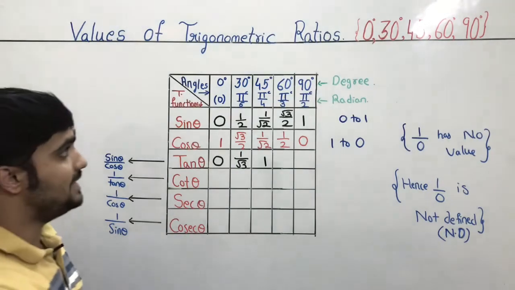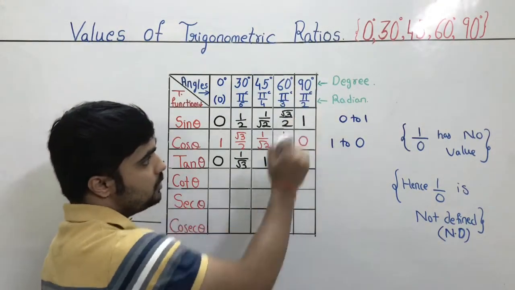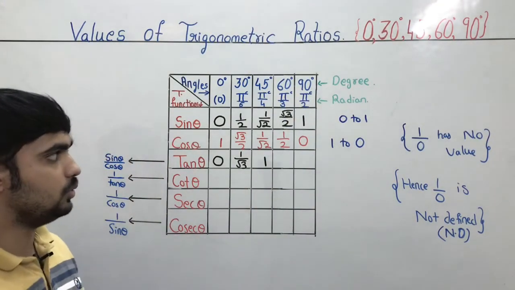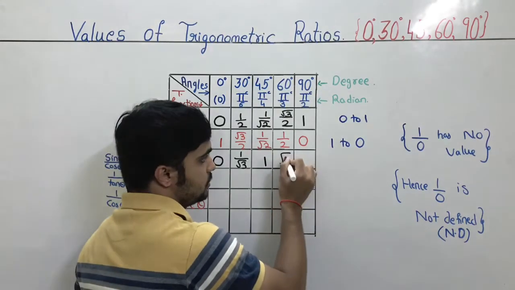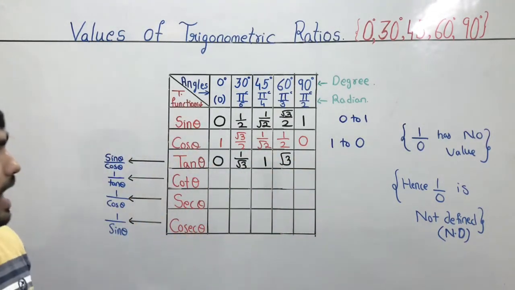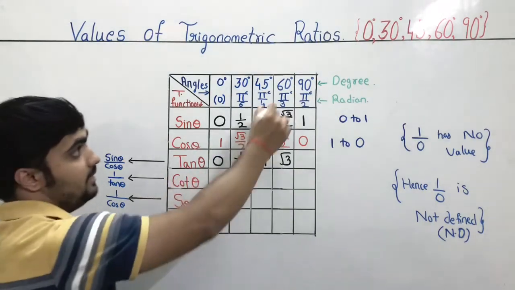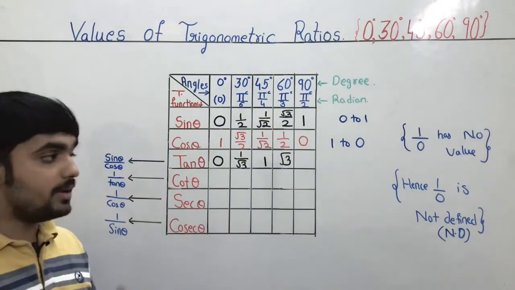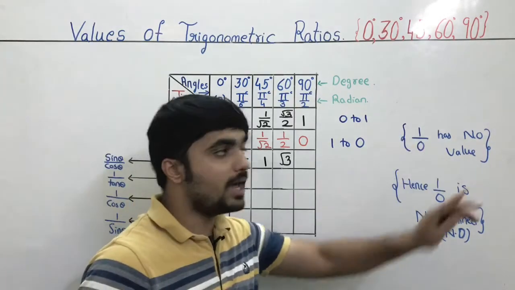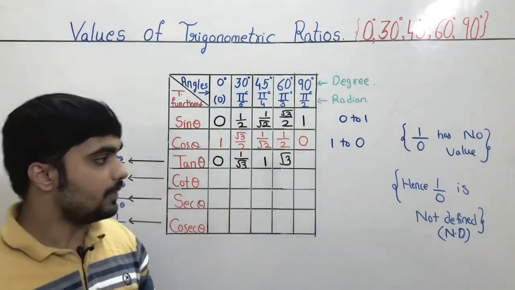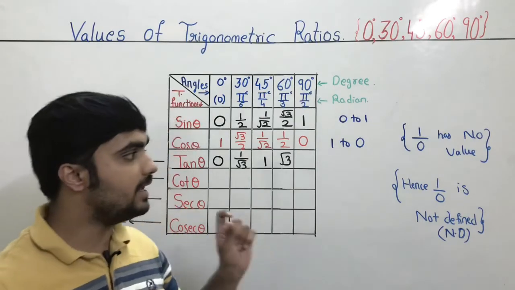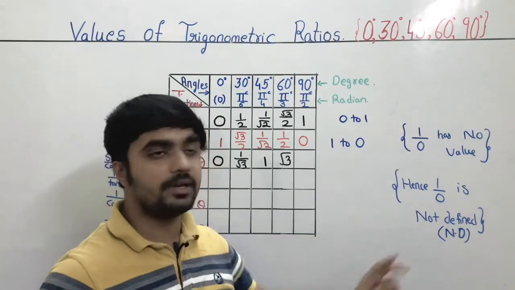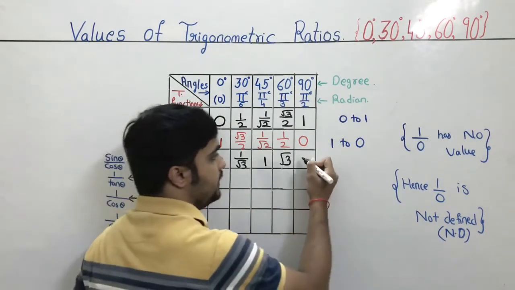Our next function is tan 60 degrees. So root 3 upon 2 divided by 1 by 2. The 2 gets cancelled, so it is root 3. And our last is tan 90 degrees, which is 1 upon 0. Now remember one thing: 1 upon 0 has no value, so it is not defined. If there is 0 in the denominator, the value is always not defined. So we'll write it here.